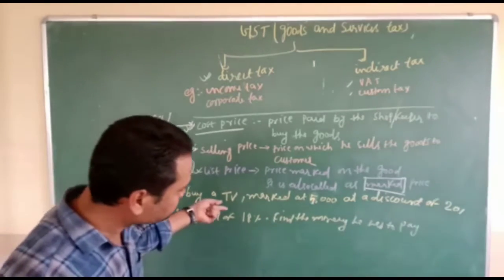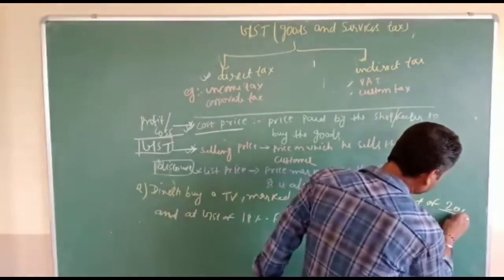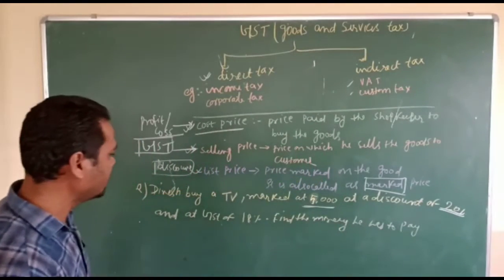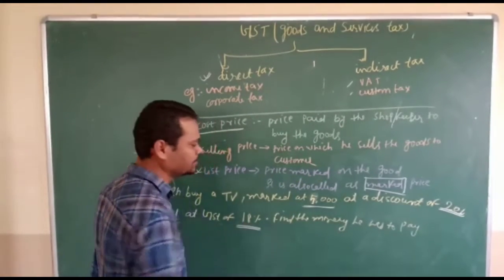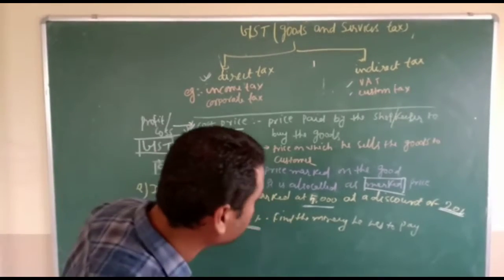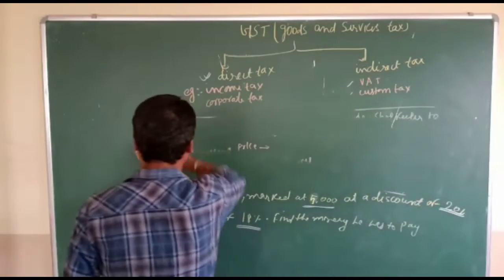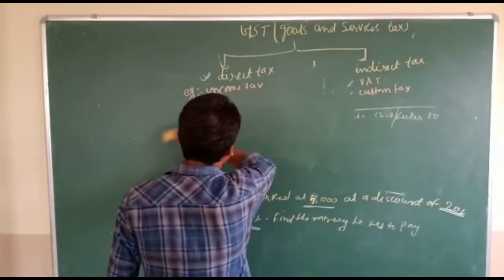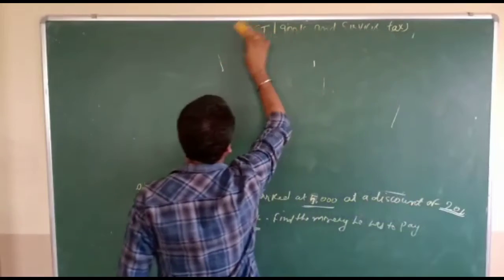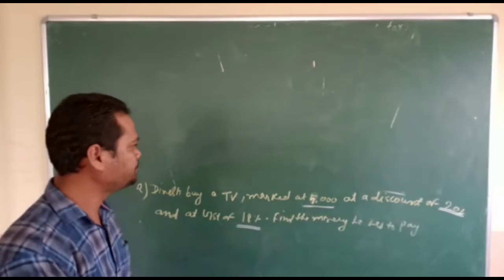I have written one question. Dinesh buys a TV marked at 5,000 at a discount of 20%. The marked price is 5,000 and he has to pay GST of 18%. So we have to calculate how much money he has to pay to buy that goods. So we will solve this question. I have deliberately taken a question which includes tax as well as discount, so that in one attempt you can easily understand.